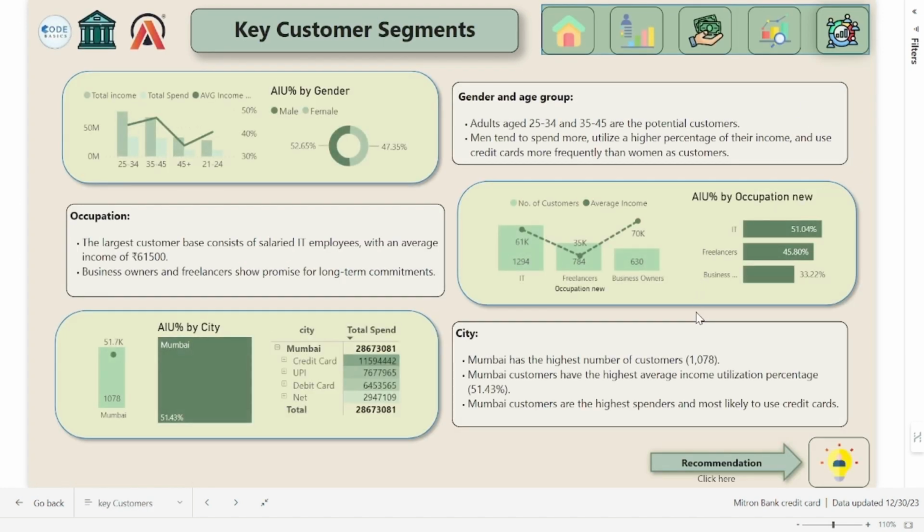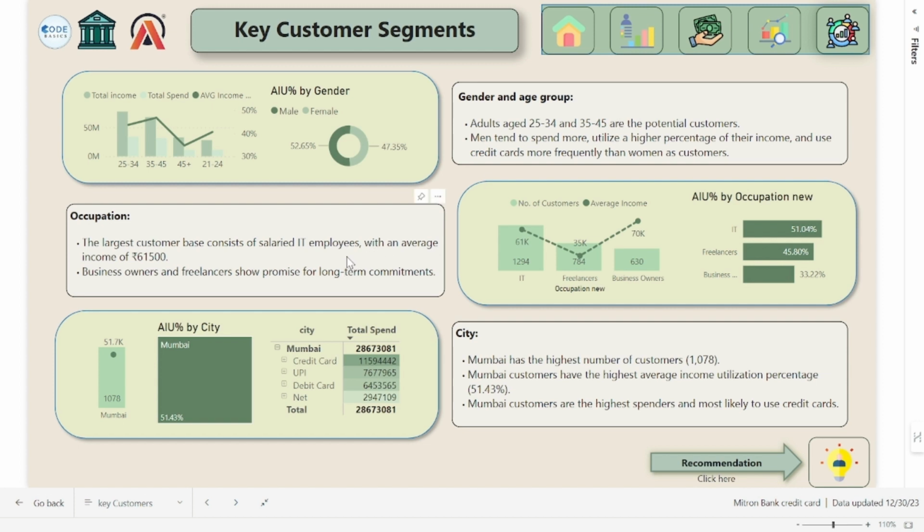Let's dive into the main customer group interested in our credit card at Mitron Bank. We found some interesting things about the different customer groups. People aged 25 to 34 and 35 to 45 are the most interested in our cards. Men tend to spend more, use a higher percentage of their income, and mostly use the credit card while spending compared to women.